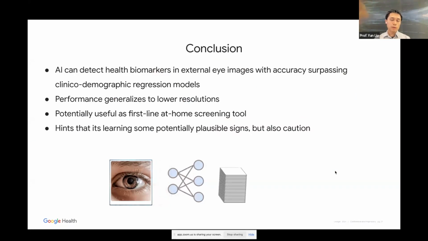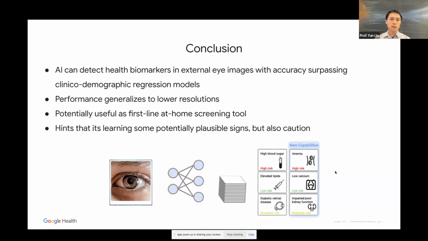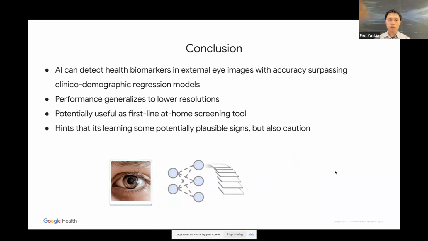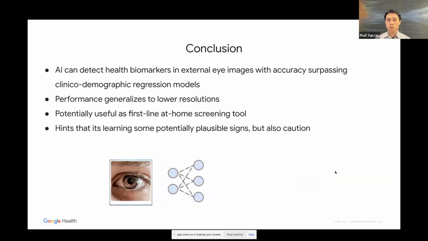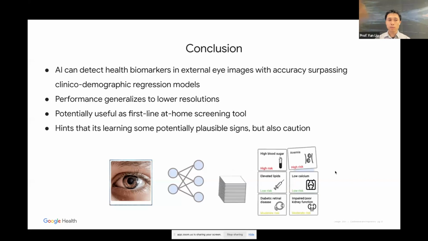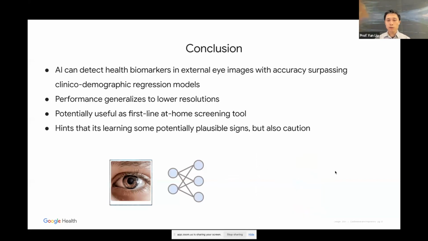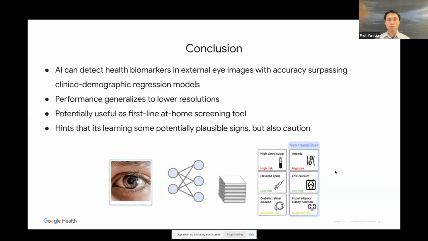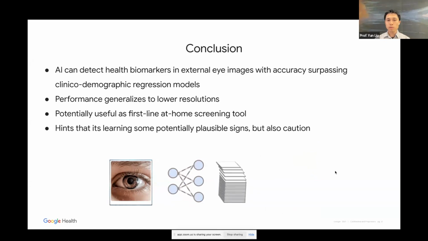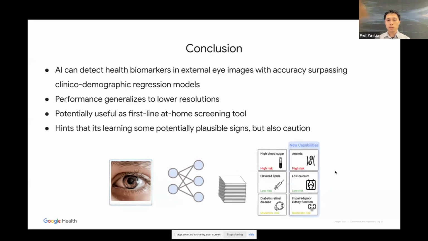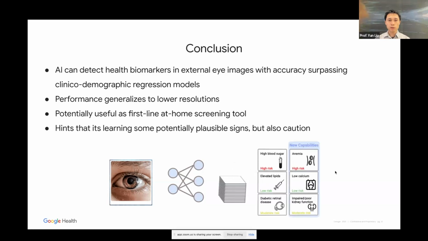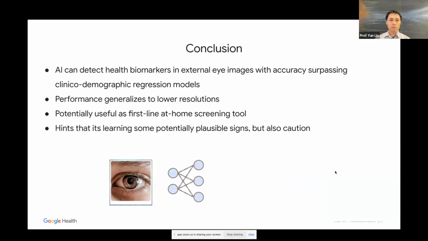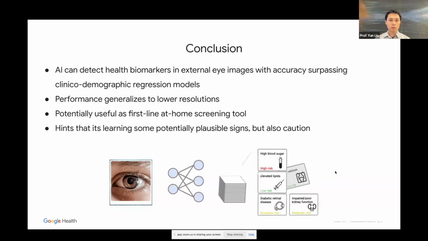So the conclusion from this series of work was that AI can detect biomarkers in external eye images with an accuracy surpassing that of a lot of baseline models. This was an interesting observation, and we really wanted to understand how we can learn from it. But the performance itself, the fact that it generalizes to low resolutions, suggests that you don't need very high quality photos to get this performance. So there's some promise in seeing if this is appropriate as a first-line pre-screening tool at home, meaning people can take some photos of their eyes, see if they might be high risk, and perhaps then decide if they should go in person for a blood test or something else.